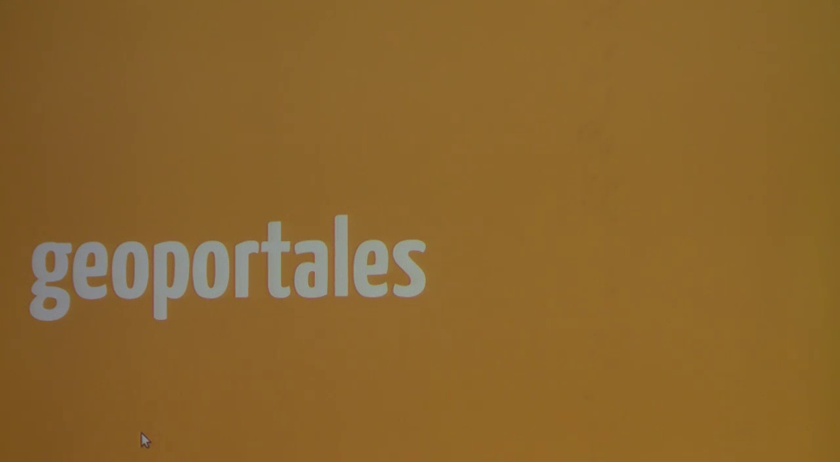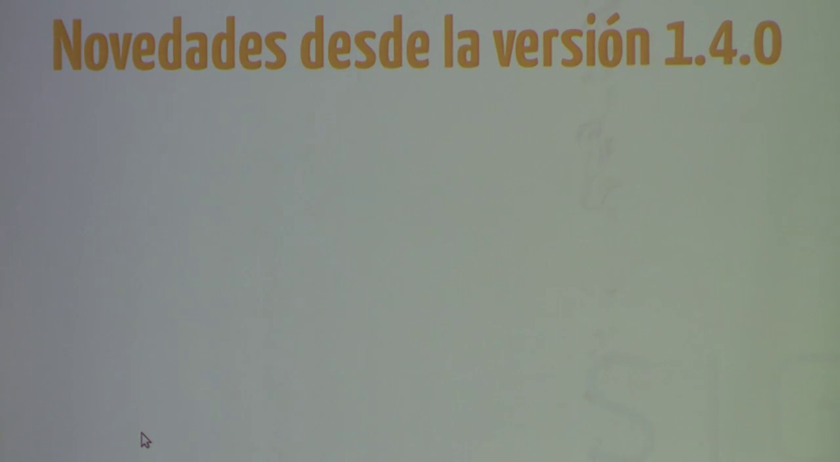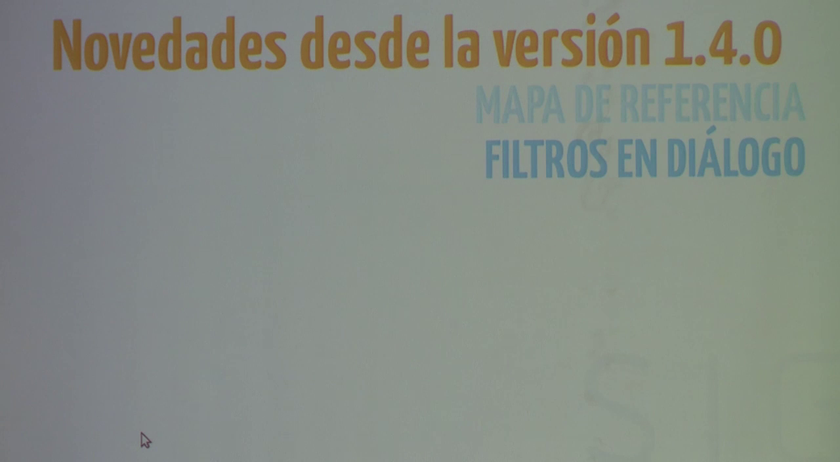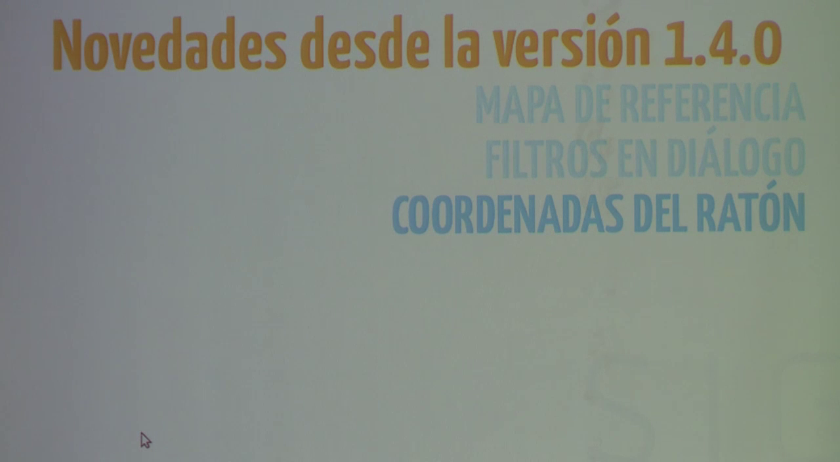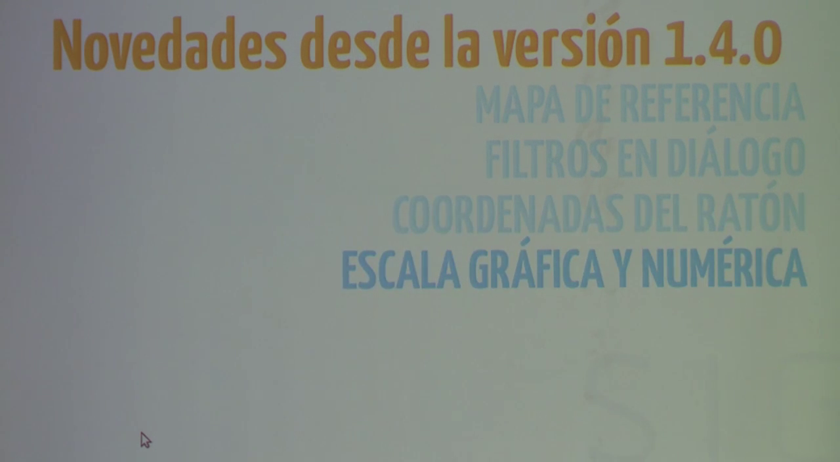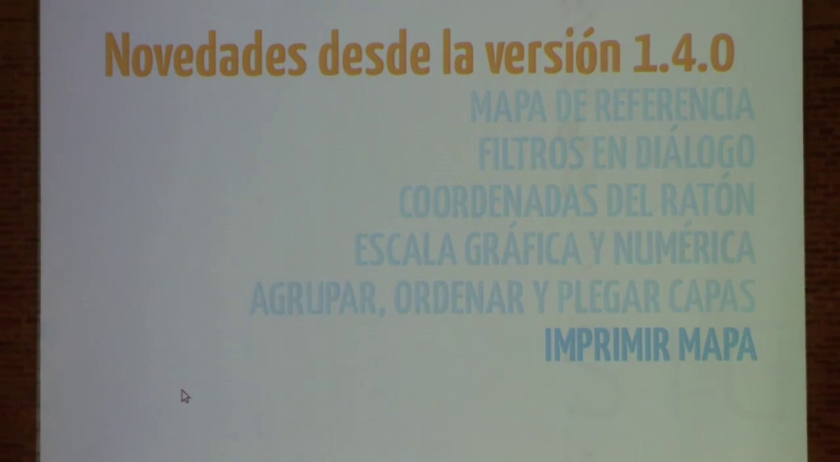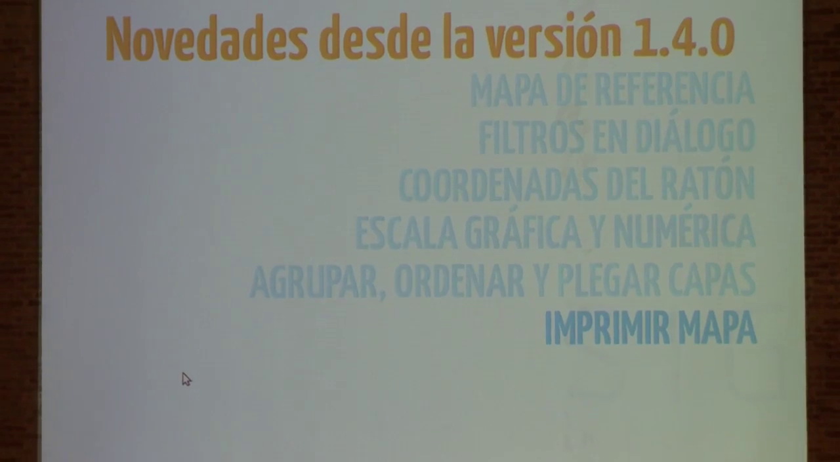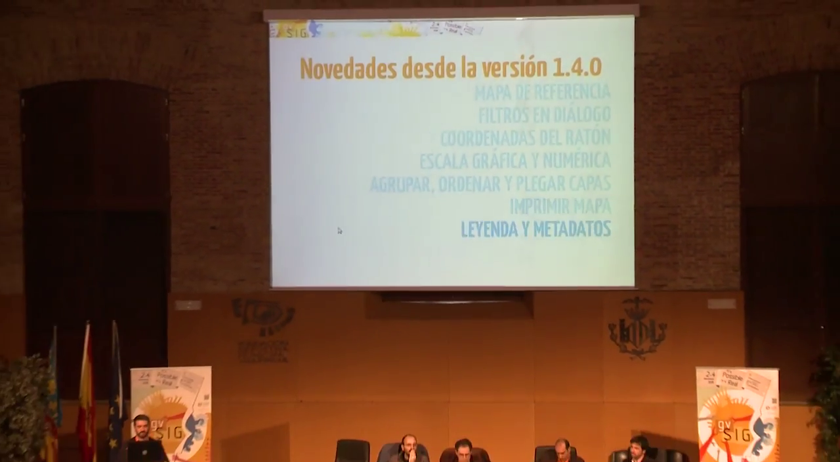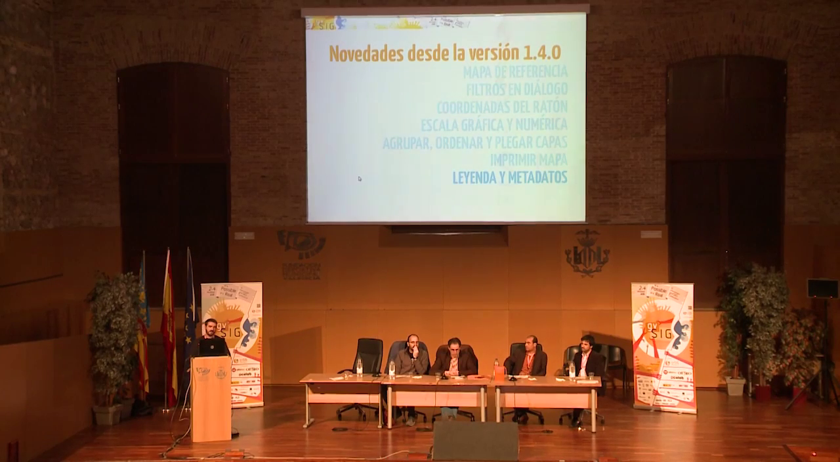What happens with the functionalities in GeoPortals, which gvNIX can provide? gvNIX for cartographic data. New things compared to the final version. Apart from being able to manage them, we've added a certain complement, which is a reference map, filters based on dialogues, the coordinates of the mouse, the numeric and graphic scale, the different layers in a tree system. We can also print the map. It's basically a screen capture, a screenshot. We can see the different legend and the metadata.